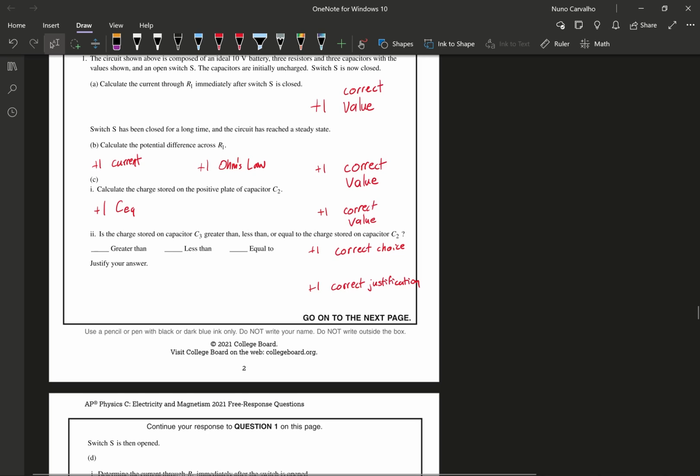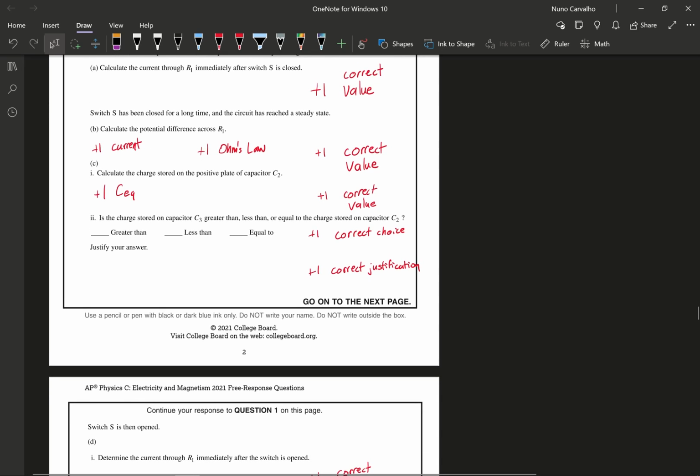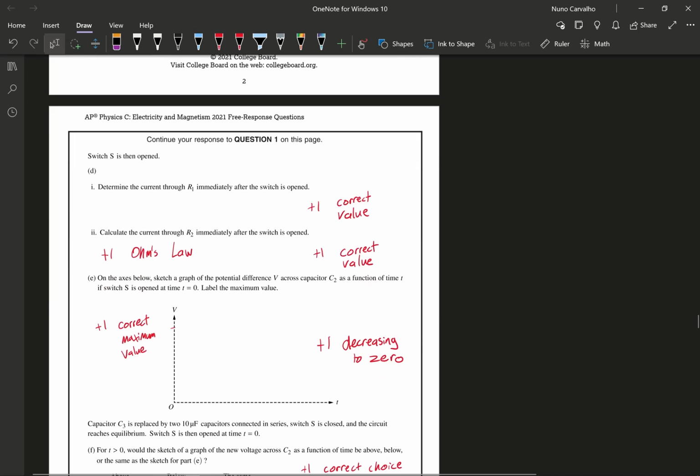I should mention, sometimes you don't get a point for the correct choice, even if it is the correct choice, if your justification doesn't make any sense at all. So you should worry more about the justification. If it's not accurate at all, then they might not even give you a point for choosing the right choice here. Okay, for part D1, this is the quickest question.